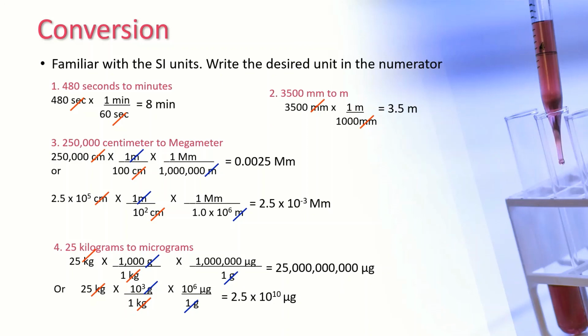Or you can use scientific notation. 25 kilograms times 10 to the power of 3 grams over 1 kilogram times 10 to the power of 6 micrograms over 1 gram, you will have 2.5 times 10 to the power of 10 micrograms.